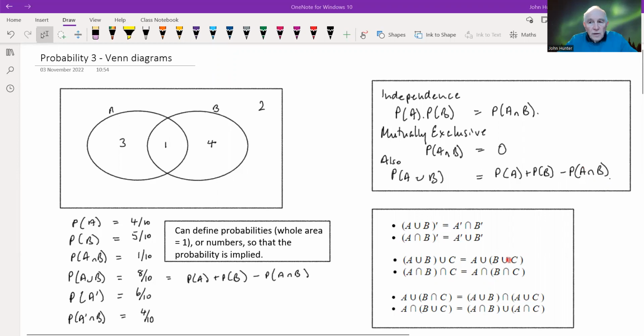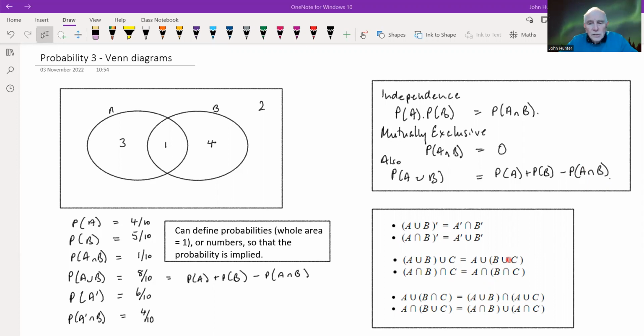Welcome to the third video in the probability section. This video is about the use of Venn diagrams. There's some quite tricky little problems in this particular area.